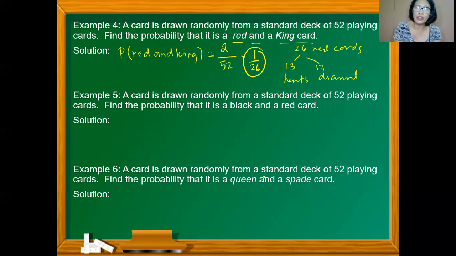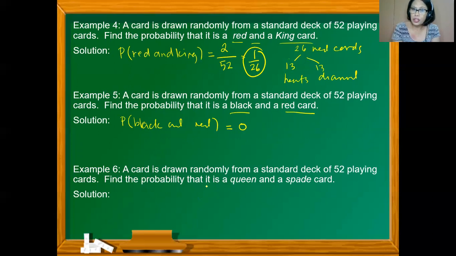A card is drawn randomly from a standard deck of 52 playing cards. Find the probability that it is a black and a red card. So this is working on the probability of black and red. Since again, previously I've mentioned that black and red are mutually exclusive events, therefore their joint probability is 0.